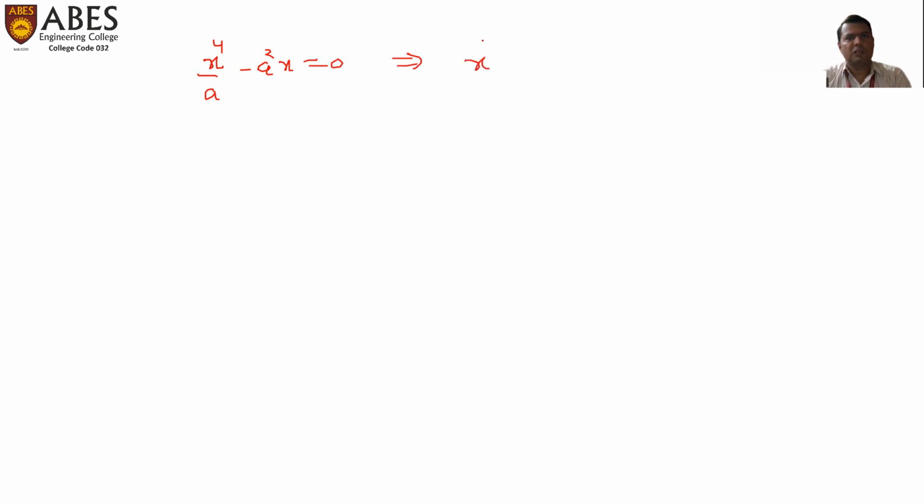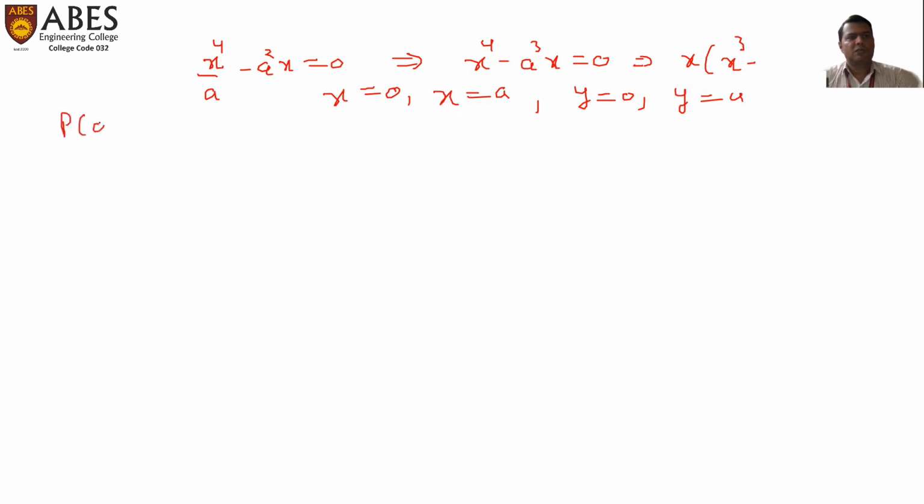So we get x to the power 4 minus a cube x equals 0. This implies x cube minus a cube equals 0. So we get x equals 0 and x equals a. If x is 0, then y is also 0. If x equals a, then y is also a. So we get two points: first 0, 0, and second one a, comma a. These are two stationary points.